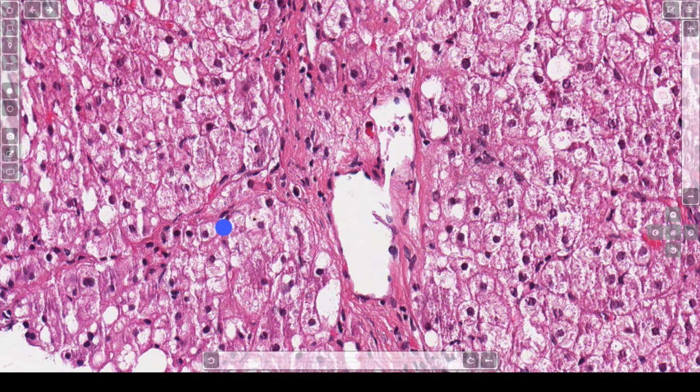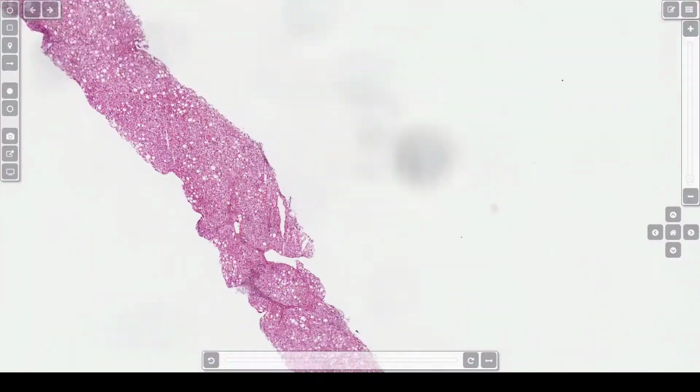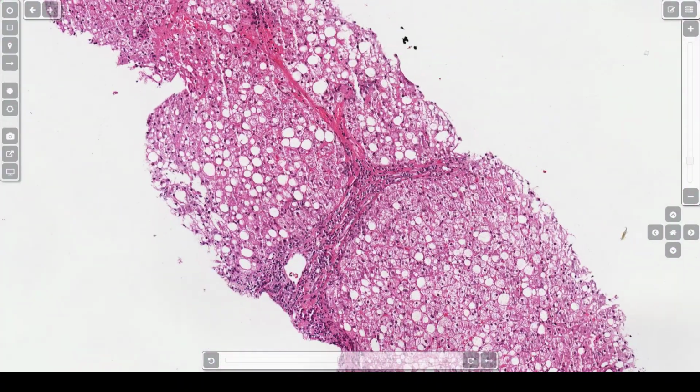If this chicken wire fibrosis progresses, you will get bridging fibrosis. Let's see if we can find some bridging fibrosis in this case. This particular view demonstrates a much thicker band of fibrosis, which is known as bridging fibrosis. It is a more severe form of fibrosis and represents more advanced disease. This case demonstrates steatosis, chicken wire fibrosis, and bridging fibrosis. This is non-alcoholic fatty liver disease.